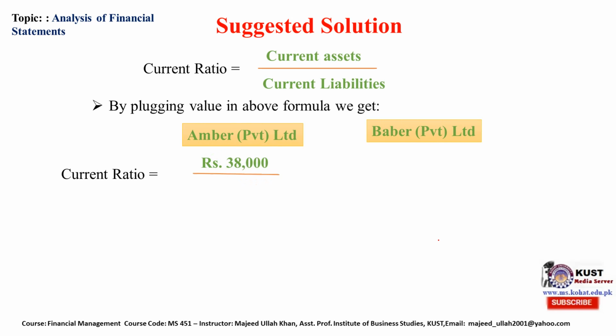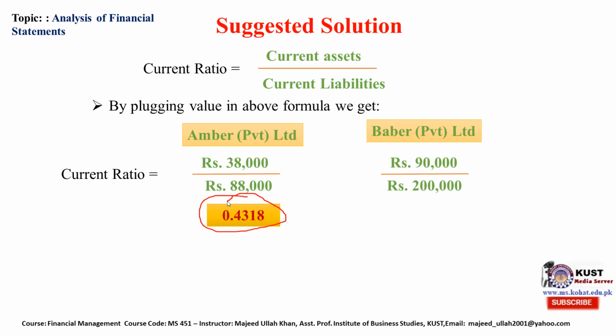38,000 divided by 88,000. Now we get the current ratio for Amber as 0.4381. For Babar Limited, current assets are 90,000 divided by its current liabilities, which is 200,000, and we calculate this, 0.45 is the current ratio.